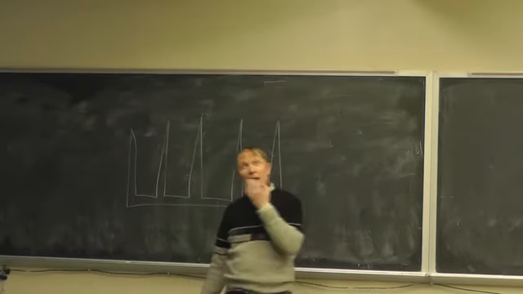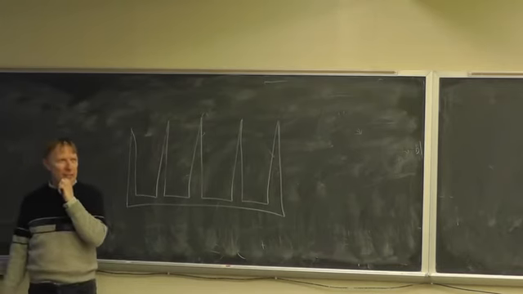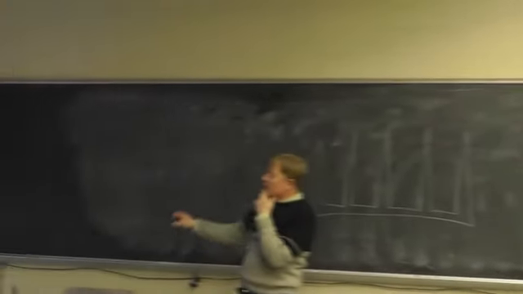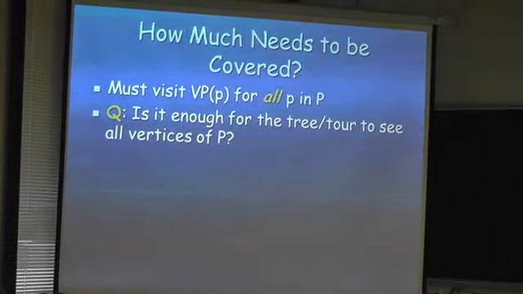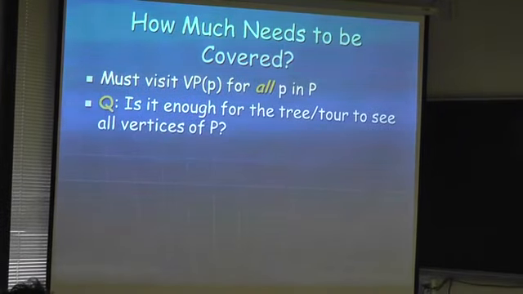Anyhow, back to our problem of the Watchman Route problem. Let's try to understand the structure of an optimal solution or a nearly optimal solution. What needs to be covered? Remember, we have to visit the visibility polygon of every point in our domain. So that's what needs to be covered. Is it enough just to see all the vertices of the polygon? If I come up with a tour that sees all the vertices, will it necessarily see all of the polygon?